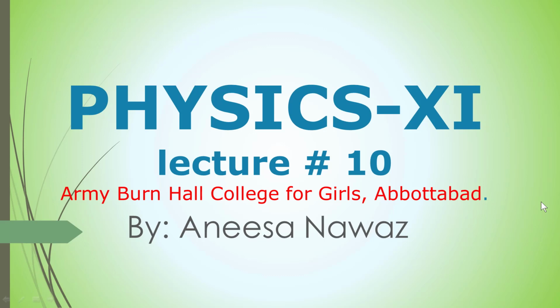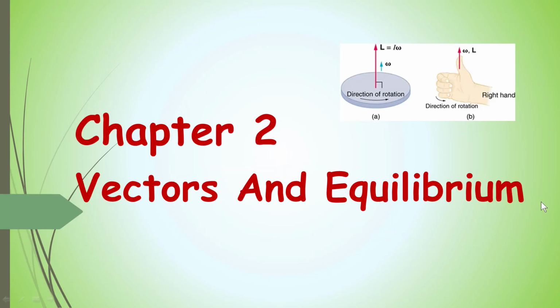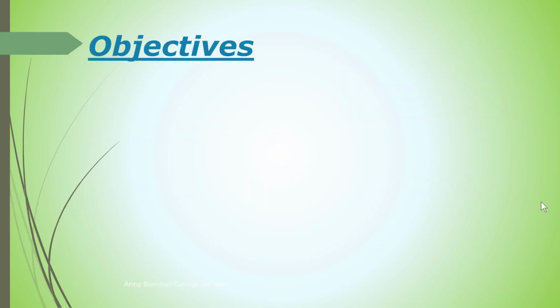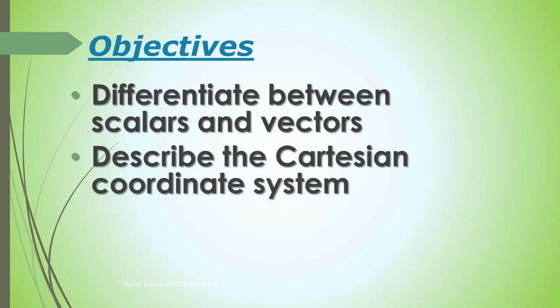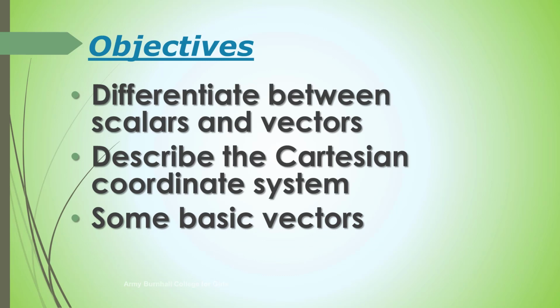This is our lecture number 10 as our first chapter has been completed. So this is our first lecture related to chapter number 2, vectors and equilibrium. After completion of this lecture, you would be able to explain the difference between scalars and vectors, describe the Cartesian coordinate system, and explain some basic types of vectors.